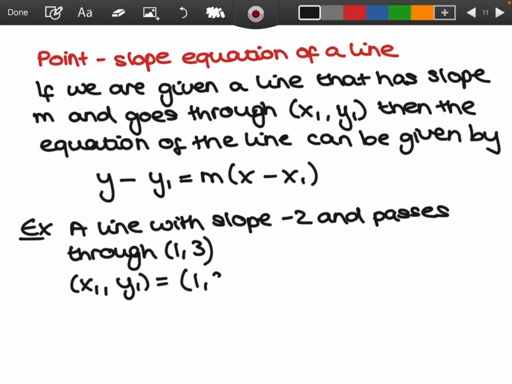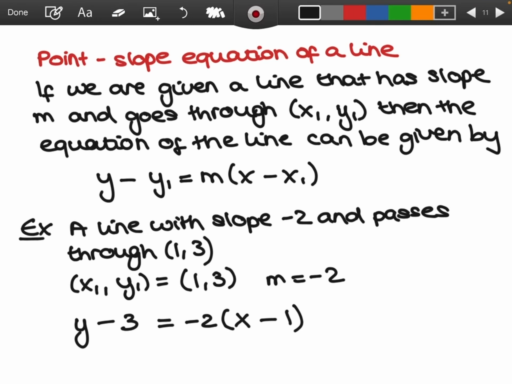x1, y1 is this point here, (1, 3), and we know m is -2. So let's plug all of that in. Y minus y sub 1 is 3. So then I've got m is -2, x minus x sub 1 is 1. Okay. Now you can distribute out and you can rearrange this.